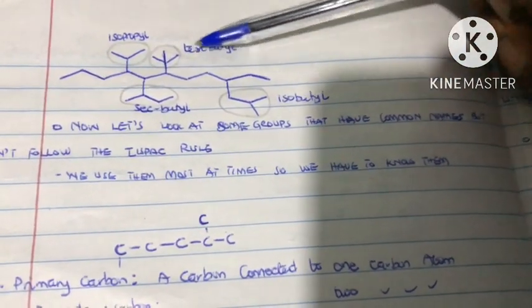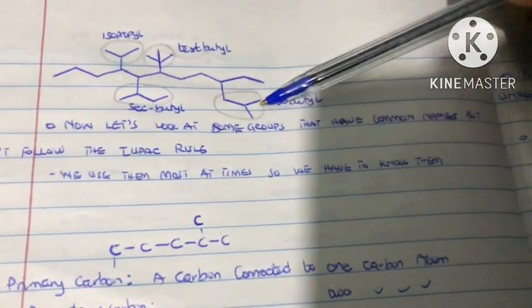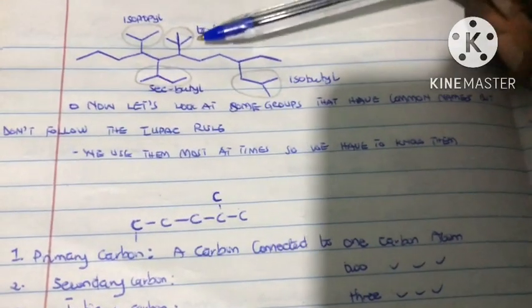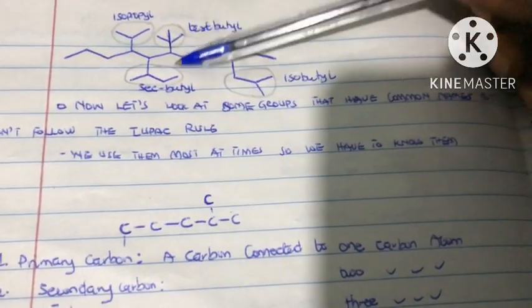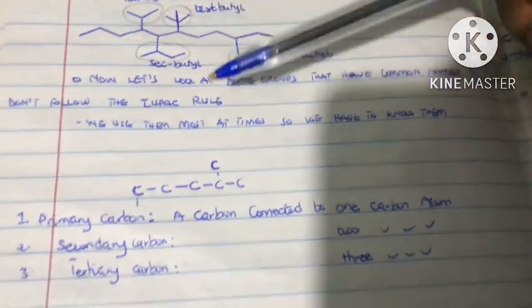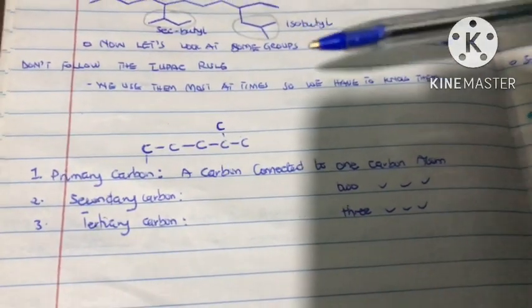And this is called tert-butyl. This is called sec-butyl. And this is called isobutyl. In order for you to understand the reason why I'm using tert and sec for these two, we have to look at something here. We have three types of carbons: primary carbon, secondary carbon, and tertiary carbon.